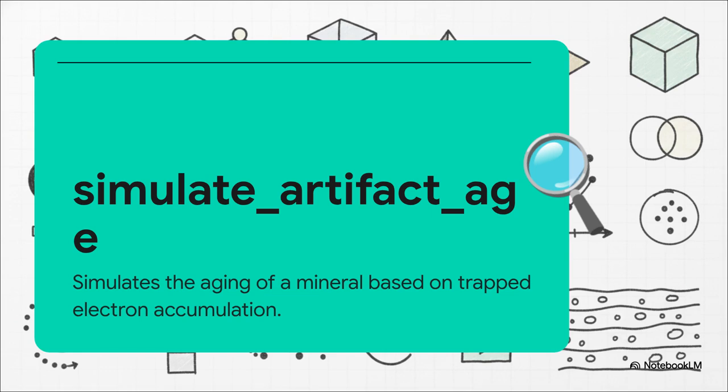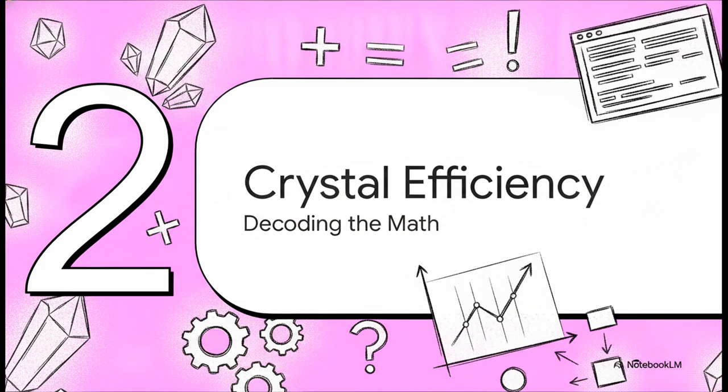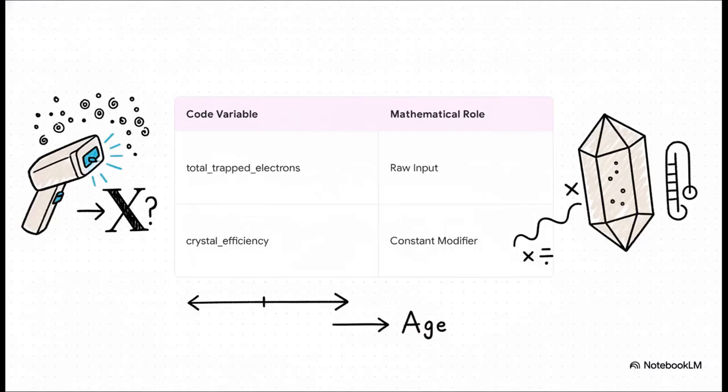It's just brilliant. Section 2, decoding crystal efficiency math. Inside our function definition, we've got two primary variables to look at. First up is total_trapped_electrons. This is our raw input, literally the absolute number of electrons our virtual scanner detects. Then we have crystal_efficiency, which acts as our constant modifier. You see, the raw total alone isn't our final dividend. To calculate the true total radiation exposure before we can even try to find the artifact's age, that raw total has to be mathematically divided by this efficiency modifier.